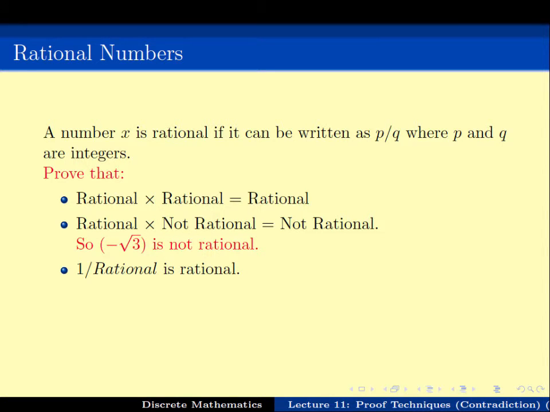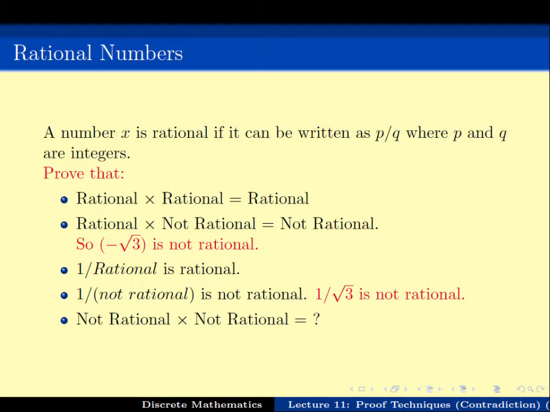1 by a rational number is rational. 1 by a non-rational number is not rational. Therefore, even 1 by square root 3 is also not rational. And what about non-rational times non-rational? Is it rational or not? I leave it to you guys to check it out. Is the product of two non-rational numbers non-rational or rational?